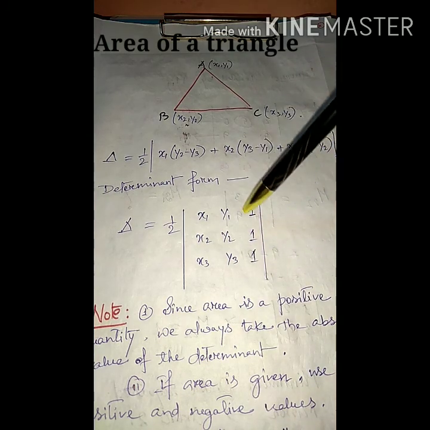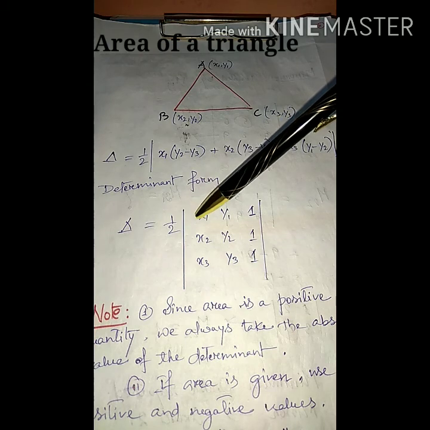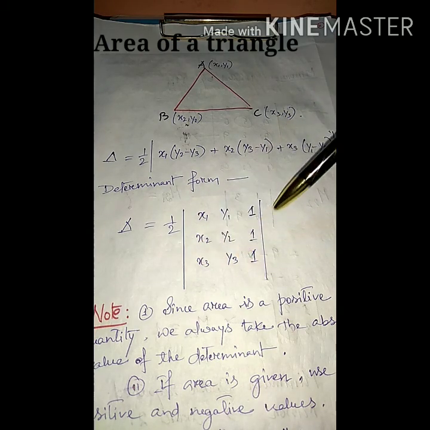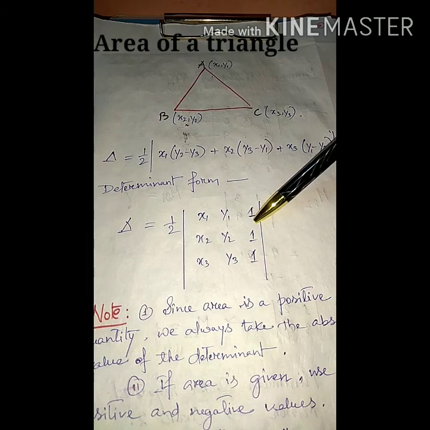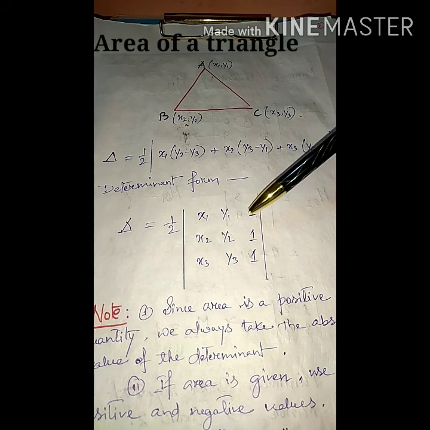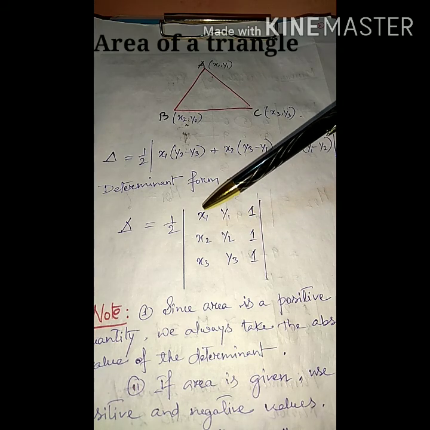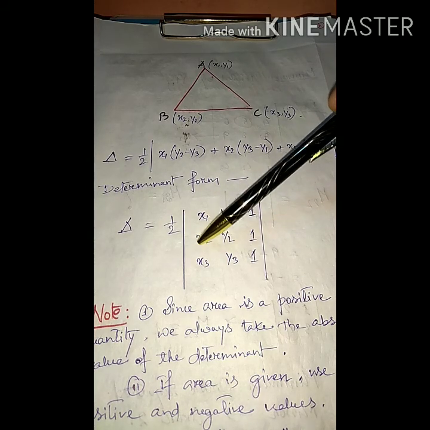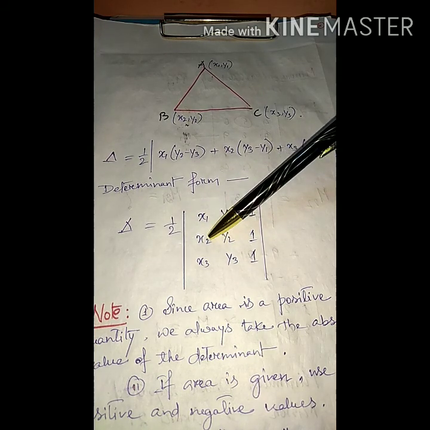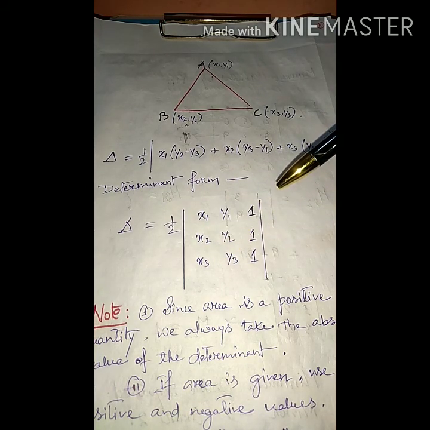Remember, this is the fixed process. In this way you have to put the vertices one by one, x1 y1, x2 y2, x3 y3, and then in the third column 1 1 1. It is fixed. We can't change this. Is it clear? So first vertex, second, third, serially we have to put.